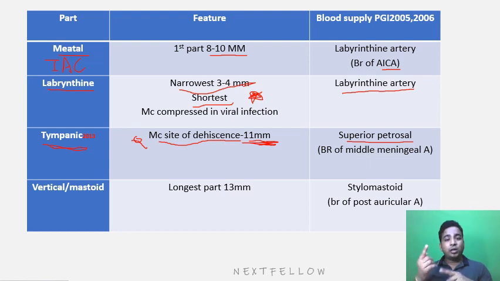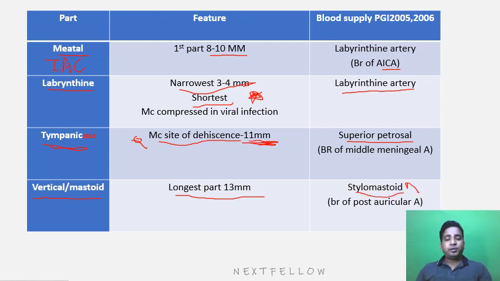Just try to recall the middle ear blood supply. From the anterior wall, the branches from the middle meningeal artery enter. So the tympanic part will be supplied by the middle meningeal artery branch, that is the superior petrosal artery. And then comes the vertical part, which runs into the mastoid. It is the longest part, 13 mm long, and it is supplied by the stylomastoid artery.